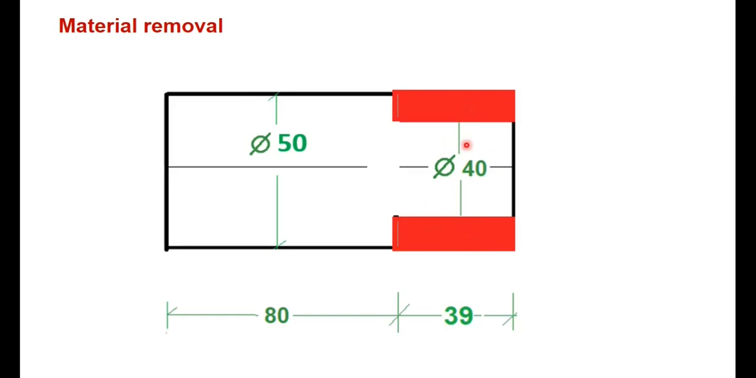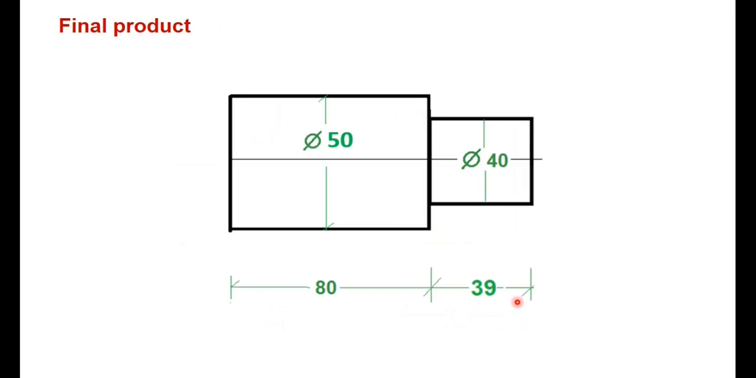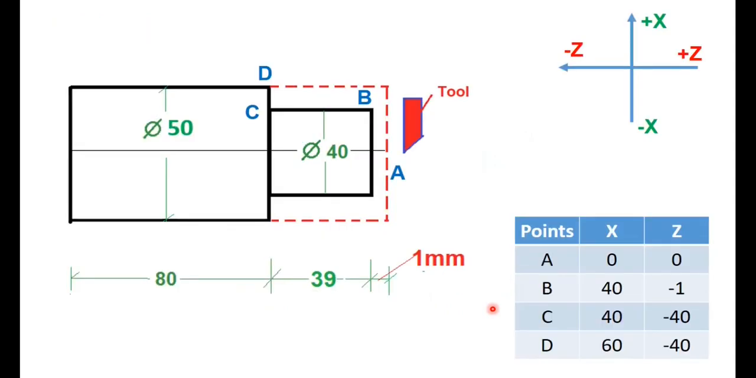So diametrically it becomes 10 mm and then I can get a dia of 40 mm at a length of 39. Okay, because already here 1 mm we have removed. Fine. So at last when I do both the operations, I get a final product like this, which has a step dia of 50 and 40 at a length of 80 and 39 respectively. So let's start the program.